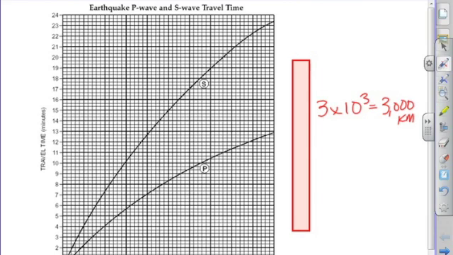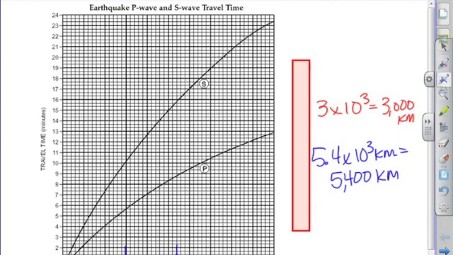Looking more closely at the tick marks in between, if this is 3 here, then this would be 3.2, 3.4, 3.6, 3.8. Each of those is increasing by 0.2, which actually translates to 200 kilometers. So if I were to land on this line right here, it would be 5.4 times 10 to the 3 kilometers, which would be equal to 5,400 kilometers.